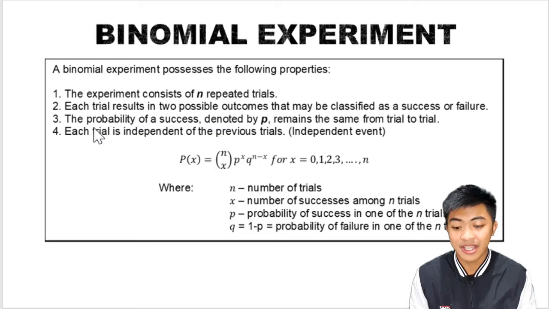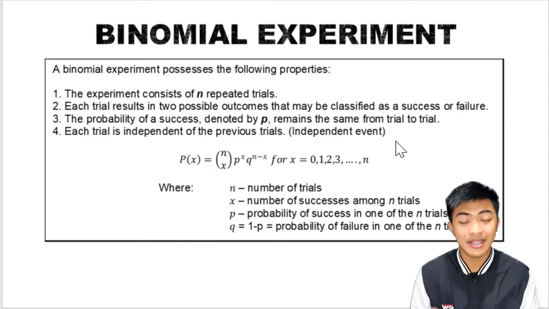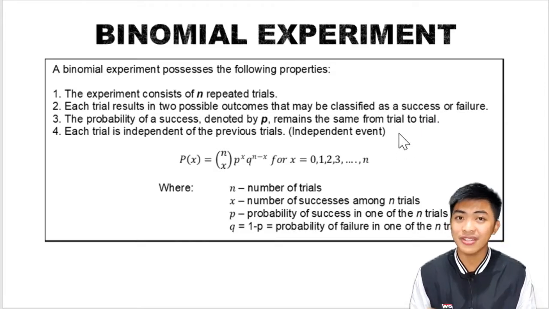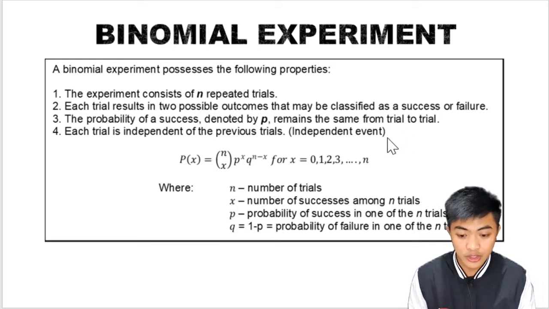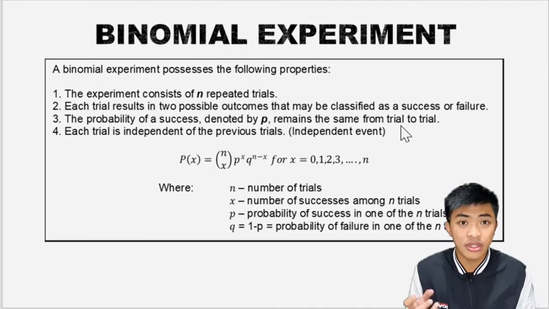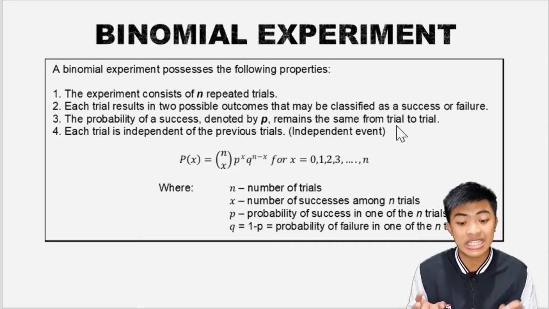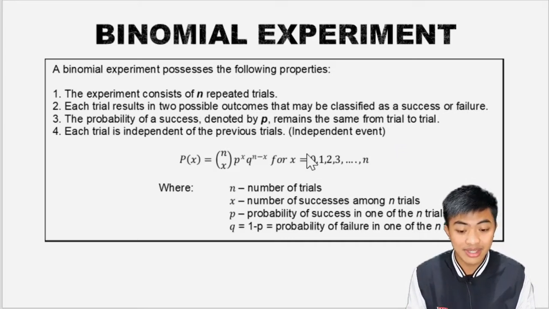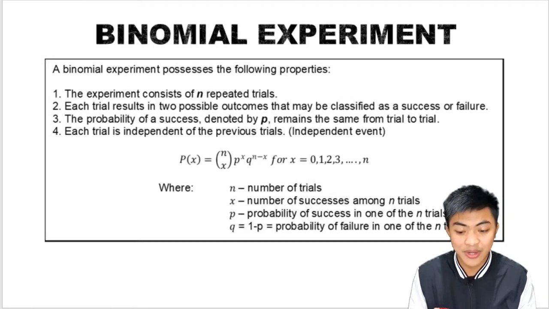Third property, the probability of a success, denoted by P, remains the same from trial to trial. So, hindi nag-iiba yung probability na makakakuha tayo ng head in each toss coin. Diba? And the fourth property, each trial is independent of the previous trial. So, the probability of the previous trials doesn't affect the probability of the succeeding trials, kind of like independent events. So, this is the formula. It looks a little bit complicated, but let's look into that by answering this problem.